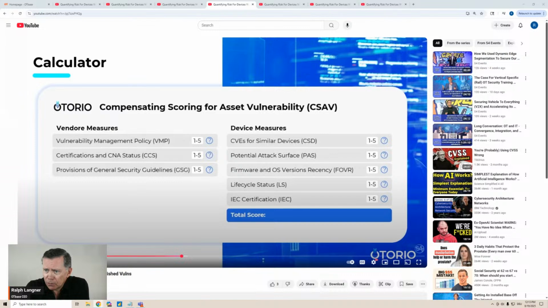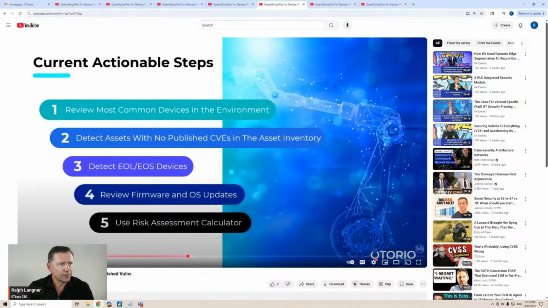And obviously, there are a lot of differences when it comes to that. But we will postpone that. So let's just look at the process that he suggests, or the actionable steps. Review most common devices in the environment. That's easy. Detect assets with no published CVEs in the asset inventory.